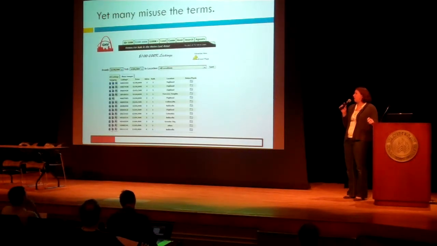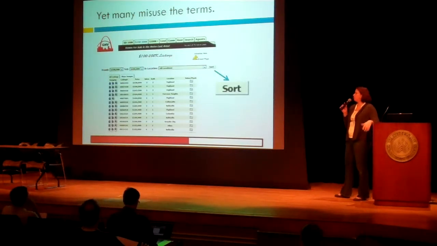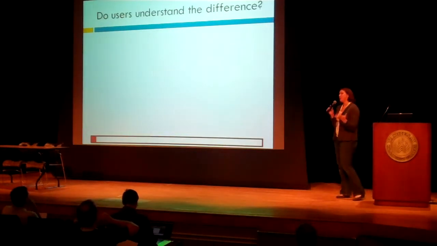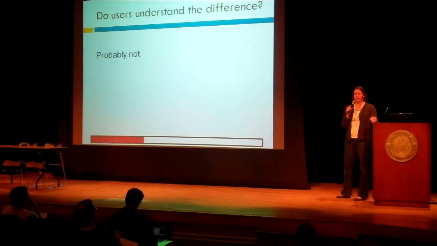This is a real estate website near where I live, and you can see at the top here there are some drop downs that are used to limit the set of things that you get back. But the button you use to do that is called sort. You're not sorting things, you're filtering things. So the developer of that site did not understand the difference.